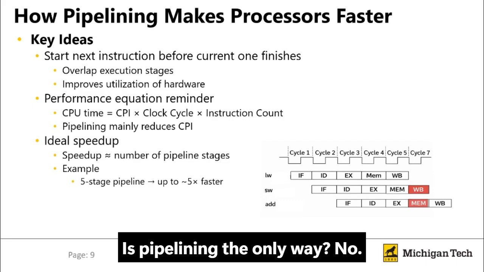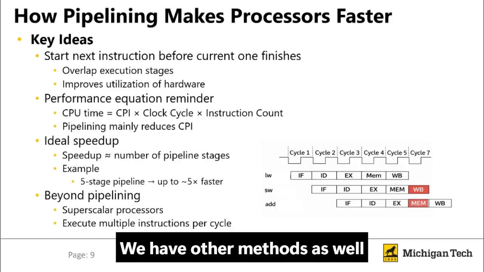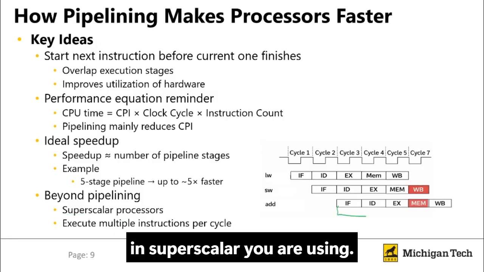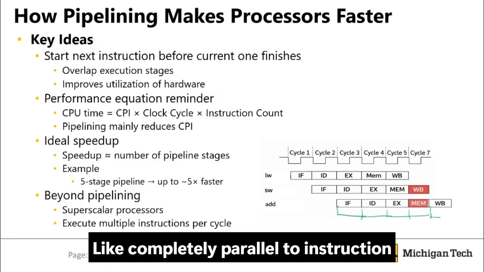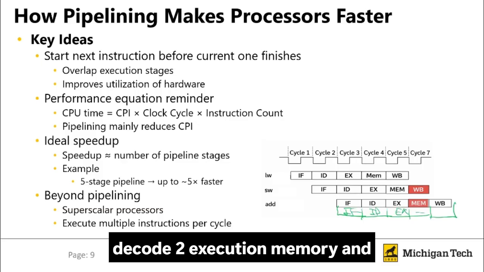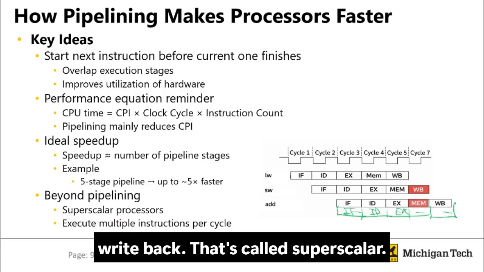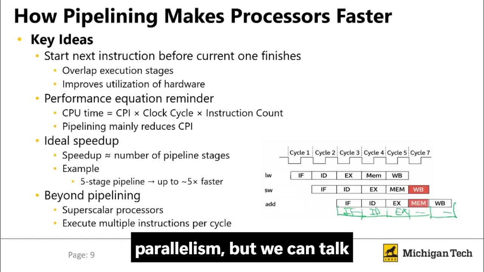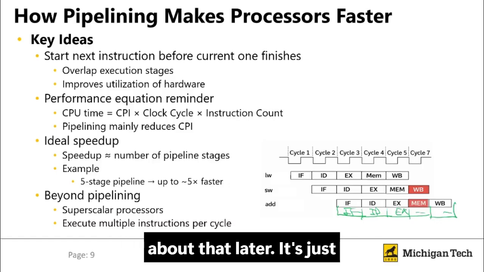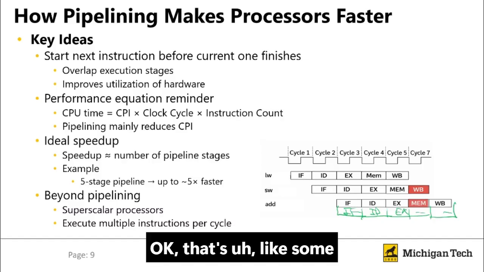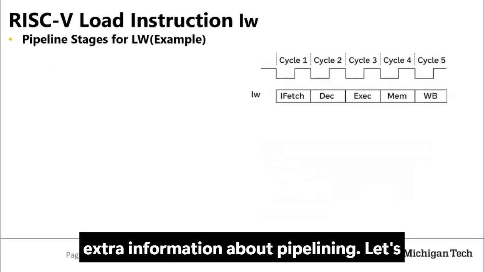Is pipelining the only way? No, we have other methods as well. Another method is superscalar. In superscalar, you use completely parallel instruction paths: 2 instruction fetches, 2 instruction decodes, 2 executions, memory, and write back. Superscalar is another method of parallelism, but we can talk about that later. It just needs double or triple the resources. Okay, that's some extra information about pipelining.